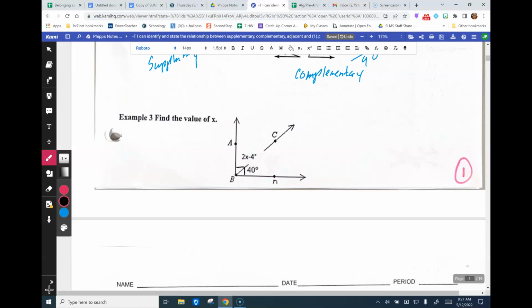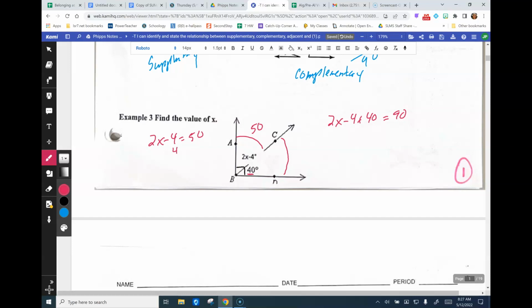You can see that these are complementary angles, so this angle right here and this angle right here add to 90 degrees. So you can either go 2x minus 4 plus 40 is equal to 90, or you can go, hey, wait a second, if this all equals 90 and this one is 40, that means this one has to be 50. So I can just go 2x minus 4 is equal to 50. Either way, I'm going to solve the same exact equation.